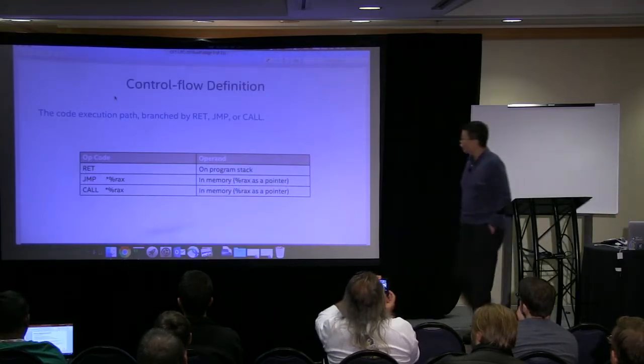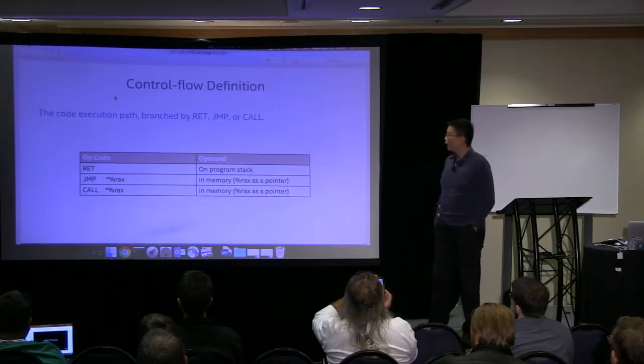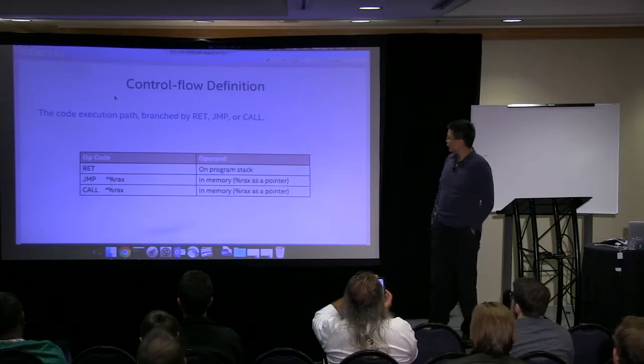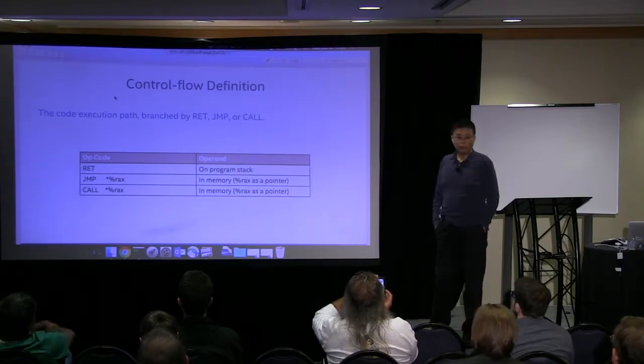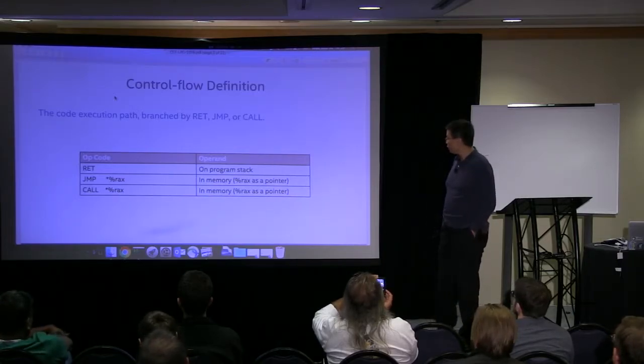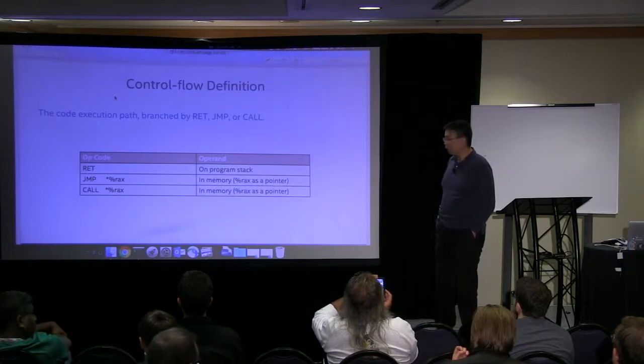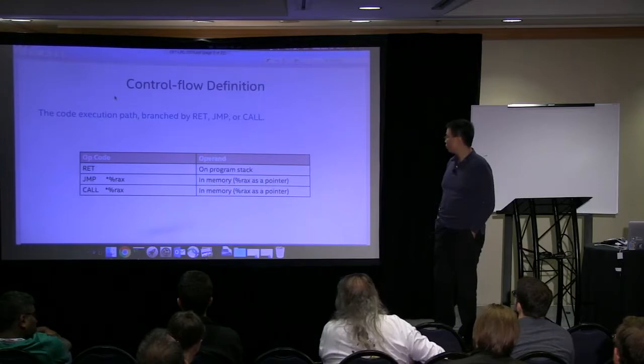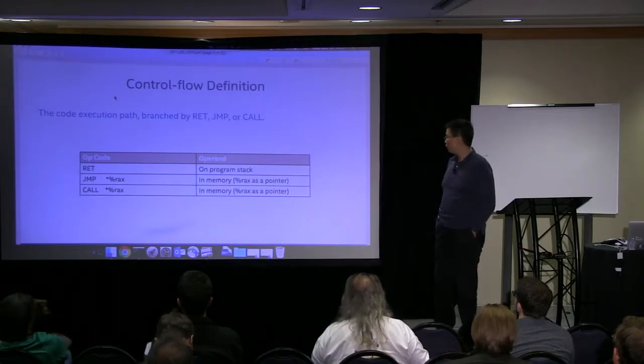So here is control flow. It's used by CET. One is a return instruction. And the other one is an indirect call or jump, either through memory or through register.